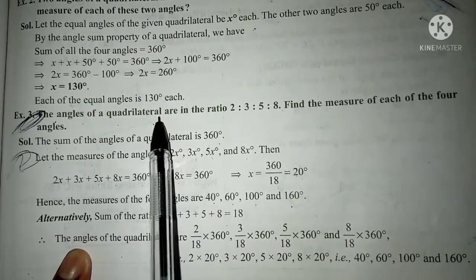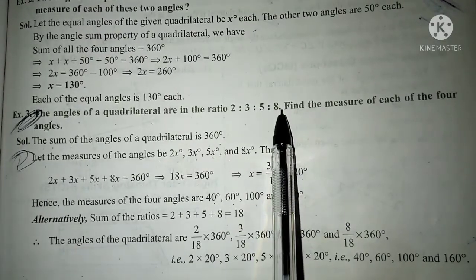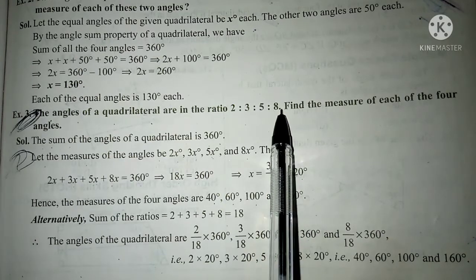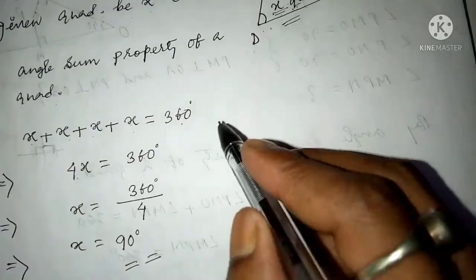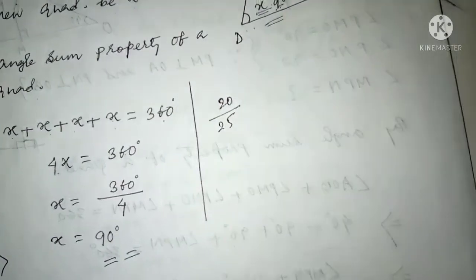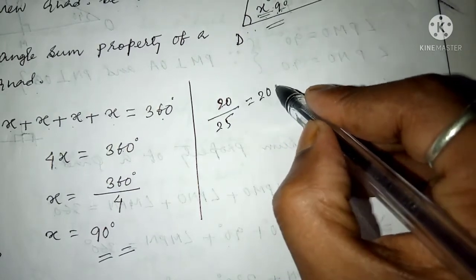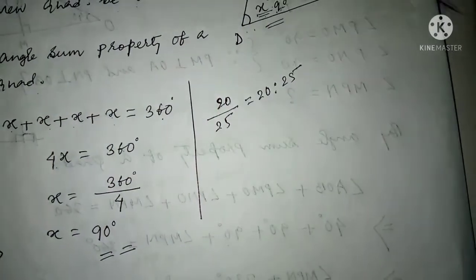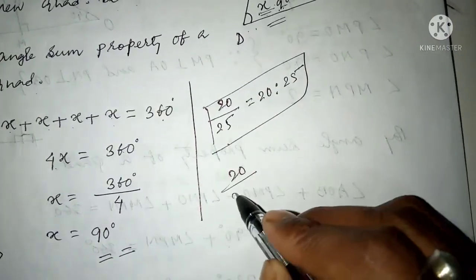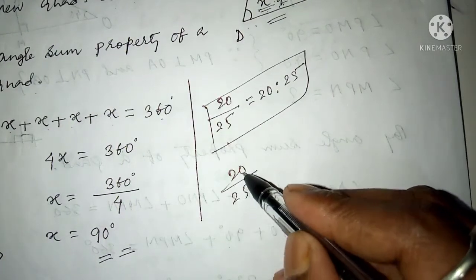The angles of a quadrilateral are in the ratio 2:3:5:8. Okay, now first of all, we will try to understand what exactly we mean by ratio. Now see, the ratio means, for example, if I write 20 by 25, now 20 by 25 means what, or actually it can be written as 20:25 also, it is the same thing. Now see here, this can be written like this also. Then you can see here again, if I write 20 by 25, can I divide both the numbers 20 and 25 by 5?